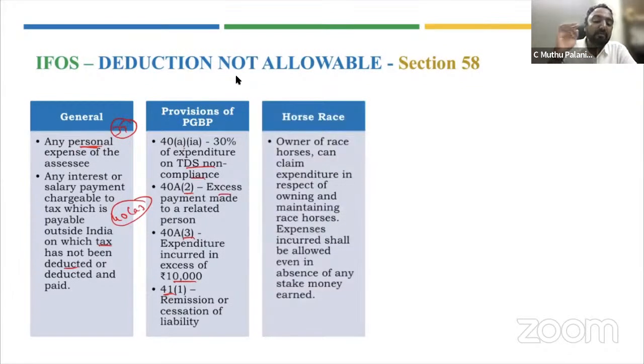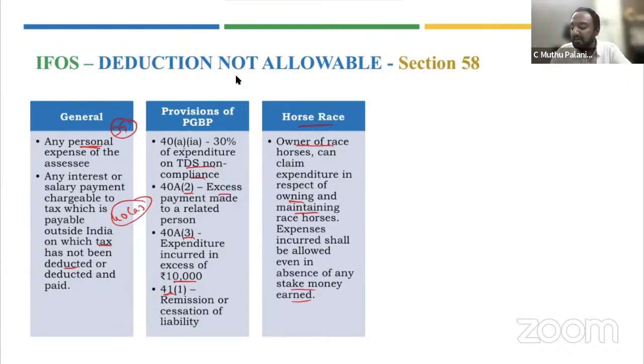Third concept, if my business is horse race, that is income from horse race, the owner of race horses can claim expenditure in respect of owning and maintaining also. Whatever is expenditure relating to owning and maintaining race horses can be claimed. Expenses incurred shall be allowed even in the absence of any stake money earned, which means I need not earn income from horse race to claim expenditure. Even if I'm not having any income, still I'm maintaining my horses for conducting a race at some point in time. So I can keep claiming my expenditures.